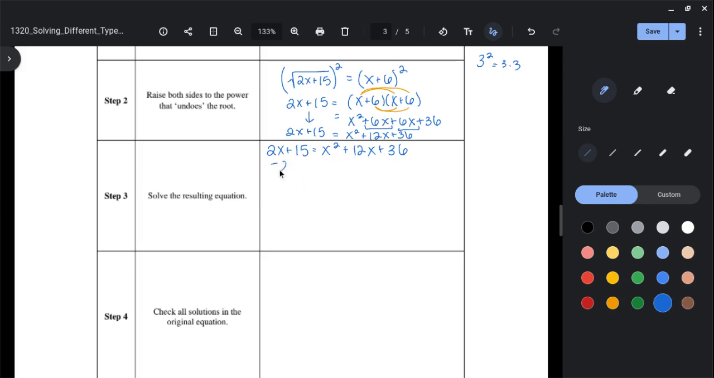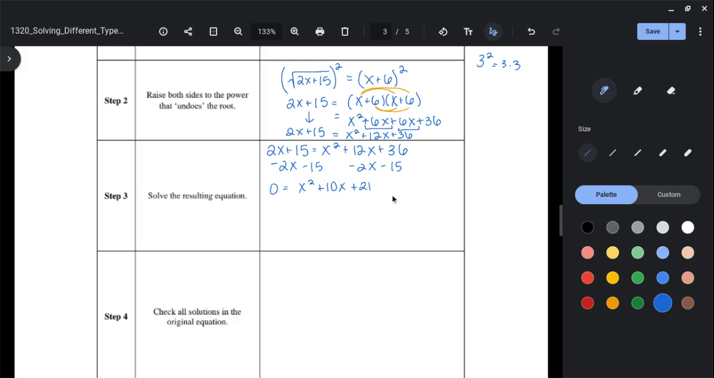So subtract 2x, and I am going to also, in the same step, subtract my 15. Again, what we do to one side, we do to the other. So I'm going to get 0 on the left-hand side. And then I'll have x squared. I have a positive 12x minus 2x, so we can combine those to get a positive 10x. And then I have a positive 36 minus 15. I can combine those to get a positive 21.